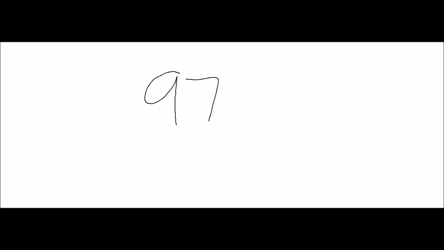But if we do 9762, on the other hand, 9 plus 7 is 16, plus 6 is 22, plus 2 is 24, which is divisible by 3. So this huge number right here is divisible by 3.